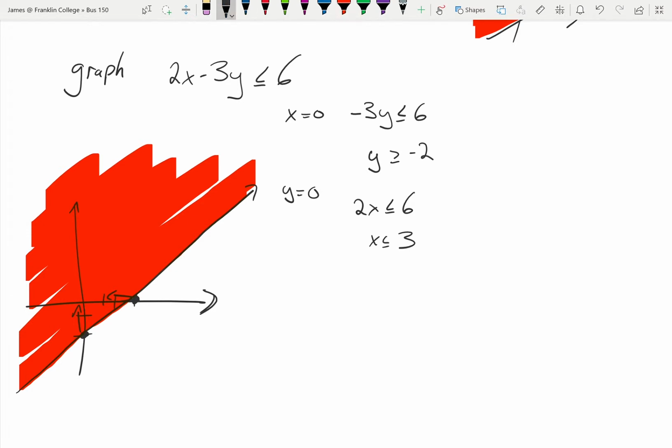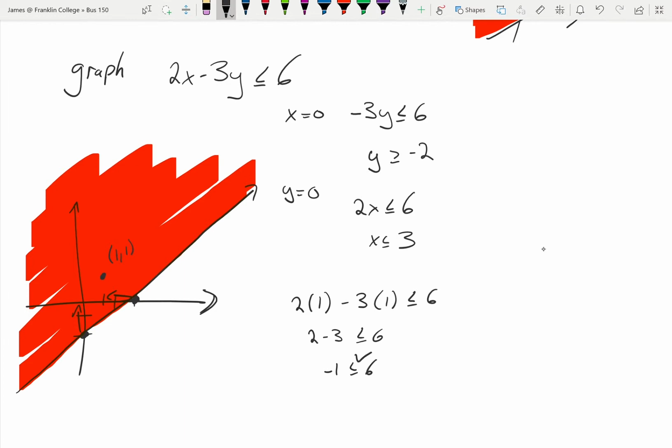So we could take some sample points, like the point 1, 1. That is supposedly in our solution set that we have indicated by shading in this region. And if we plug in the point 1, 1 into our original inequality, we're going to get 2 times 1 minus 3 times 1. Is that less than or equal to 6? So we're going to get 2 minus 3 is less than or equal to 6, or negative 1 is less than or equal to 6.